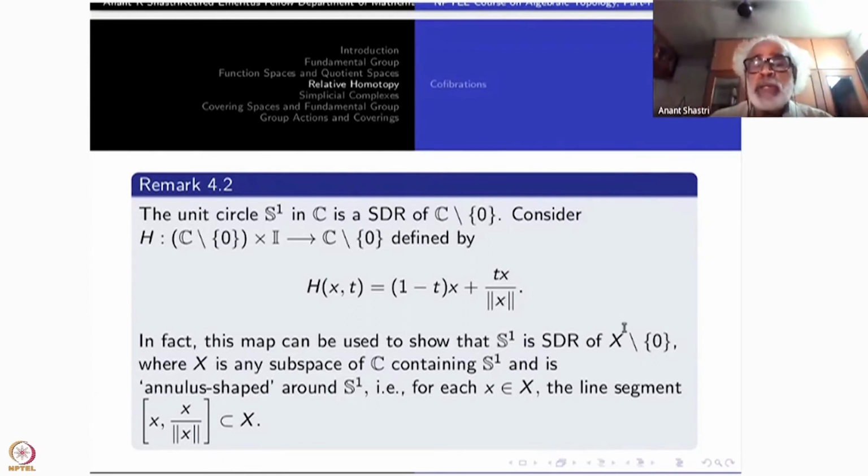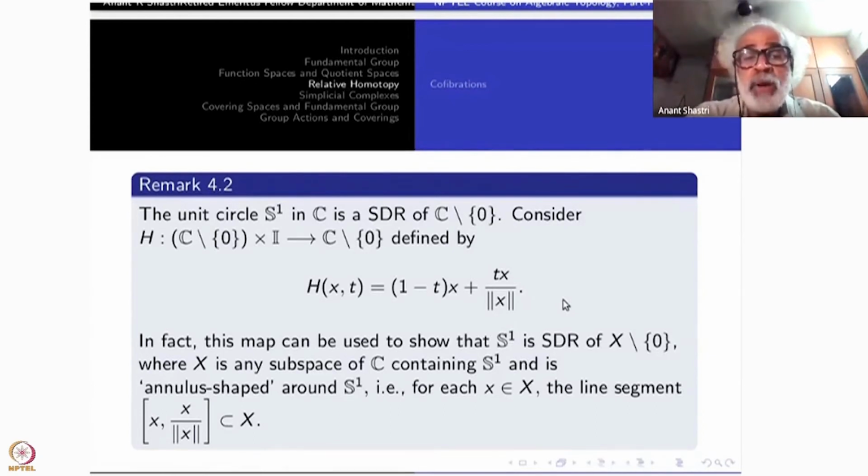During the homotopy, if x is already norm 1, then dividing by norm x has no effect. 1 minus t times x plus t times x is x. So no point of S1 moves during the homotopy. So this is a relative homotopy, therefore it's a strong deformation retract.